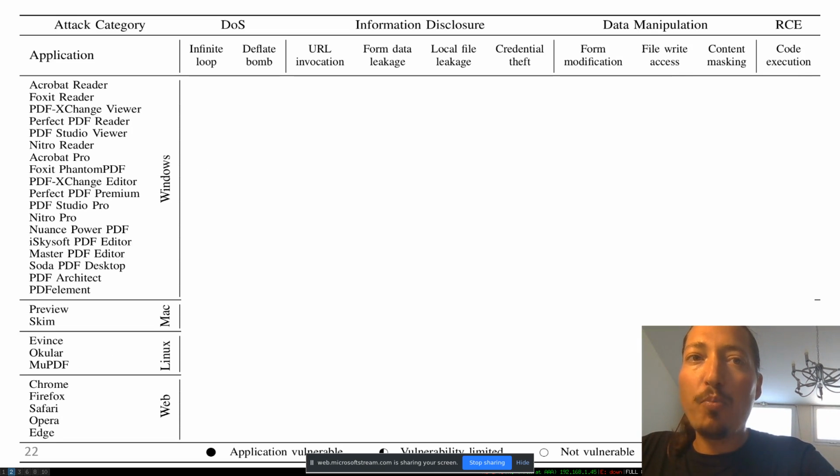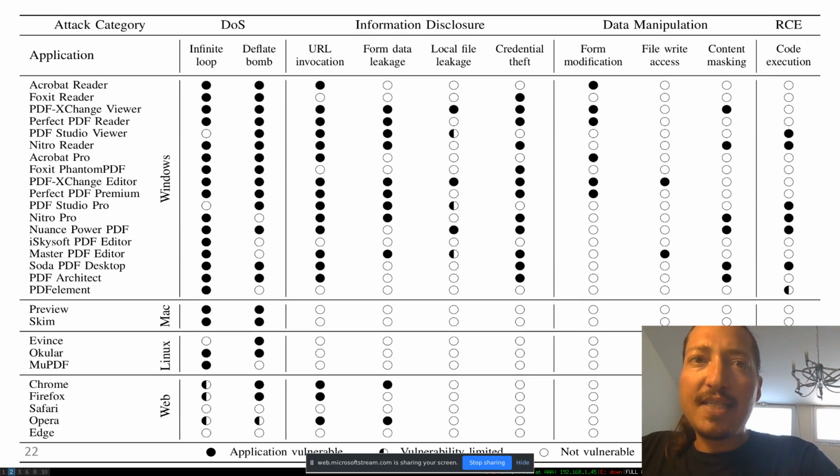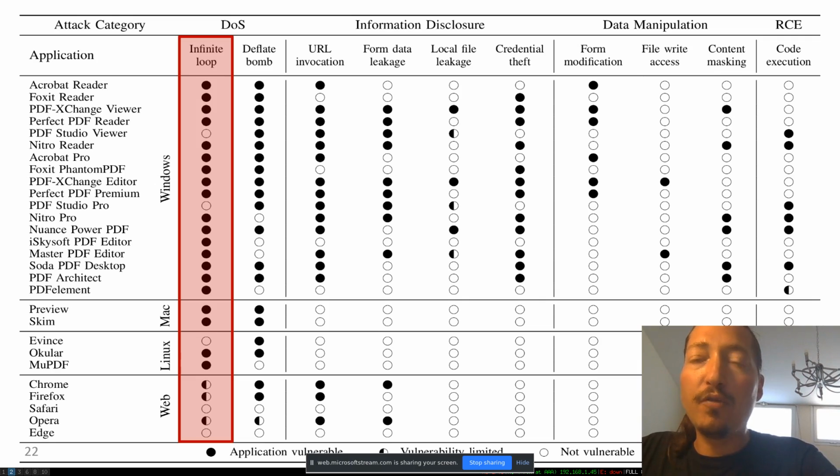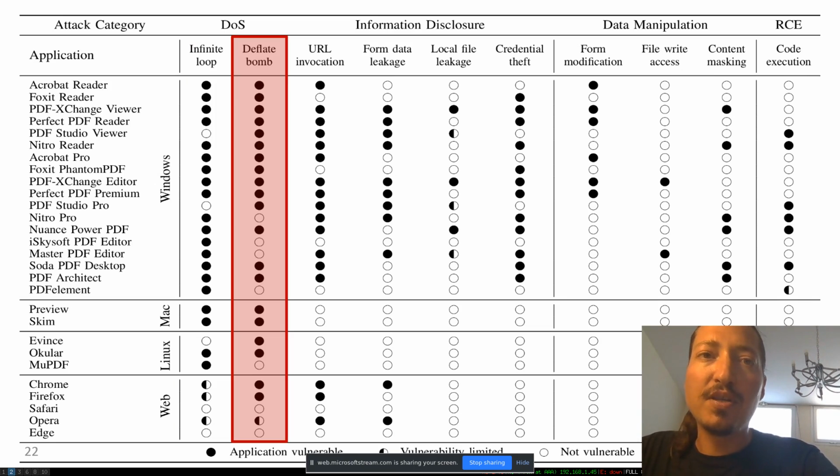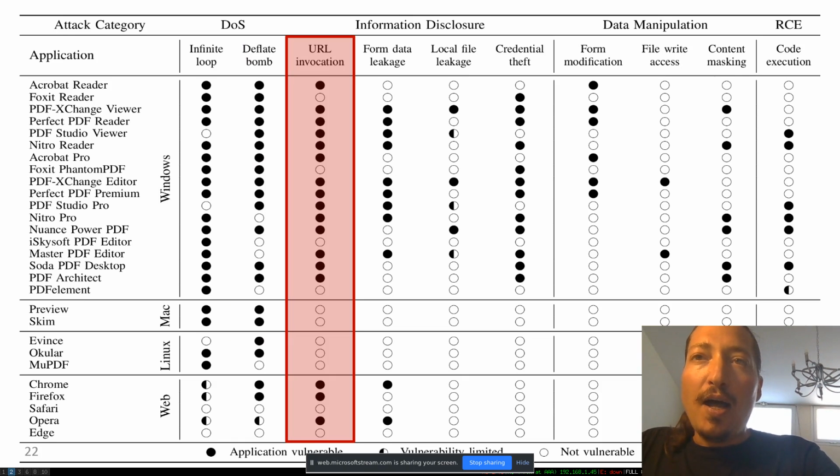So we tested 28 popular PDF processing applications, basically all PDF applications for the major platforms, Windows, Mac, Linux, and web browsers. And our evaluation shows that 26 out of 28 tested applications are vulnerable to at least one attack. For example, infinite loops in one variant or another are possible in almost any reader. The same holds for deflate bombs, so compressed data streams that consume all available memory when opened by the application. URL invocation, I already showed that 7 readers were directly vulnerable to this one.